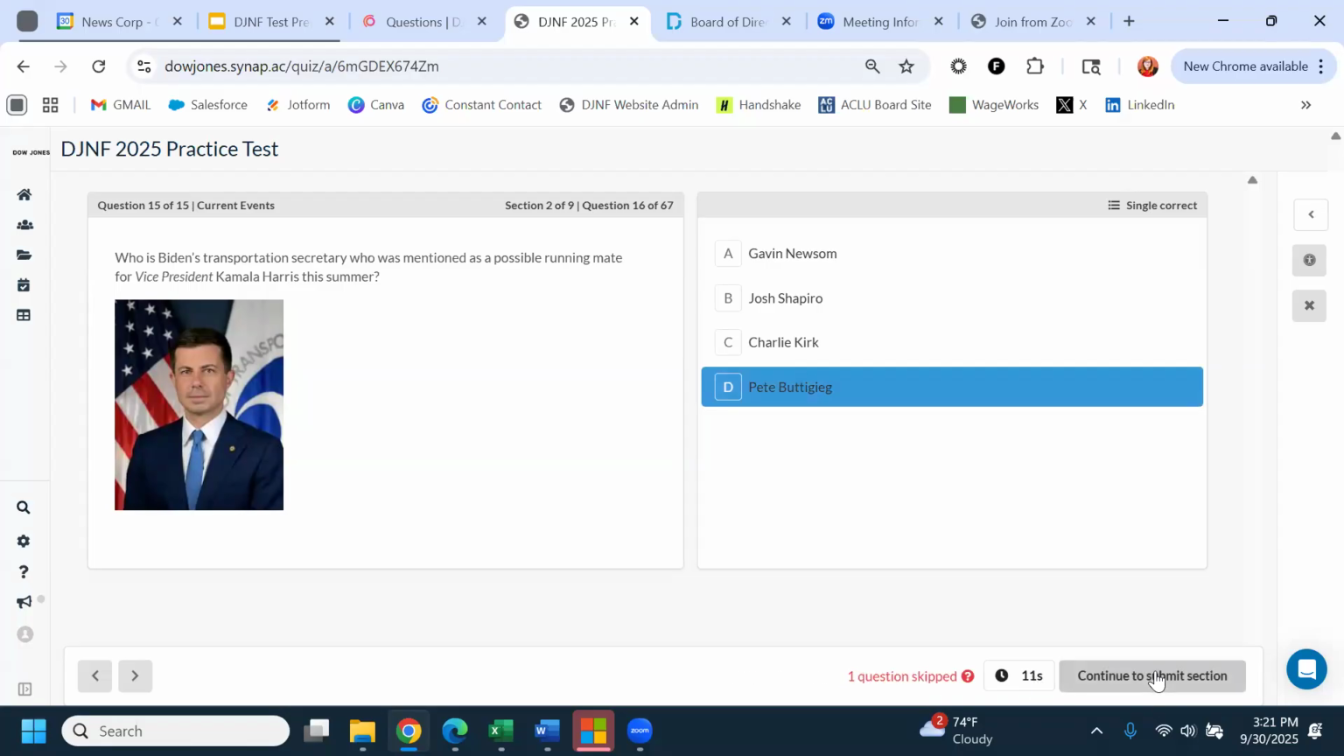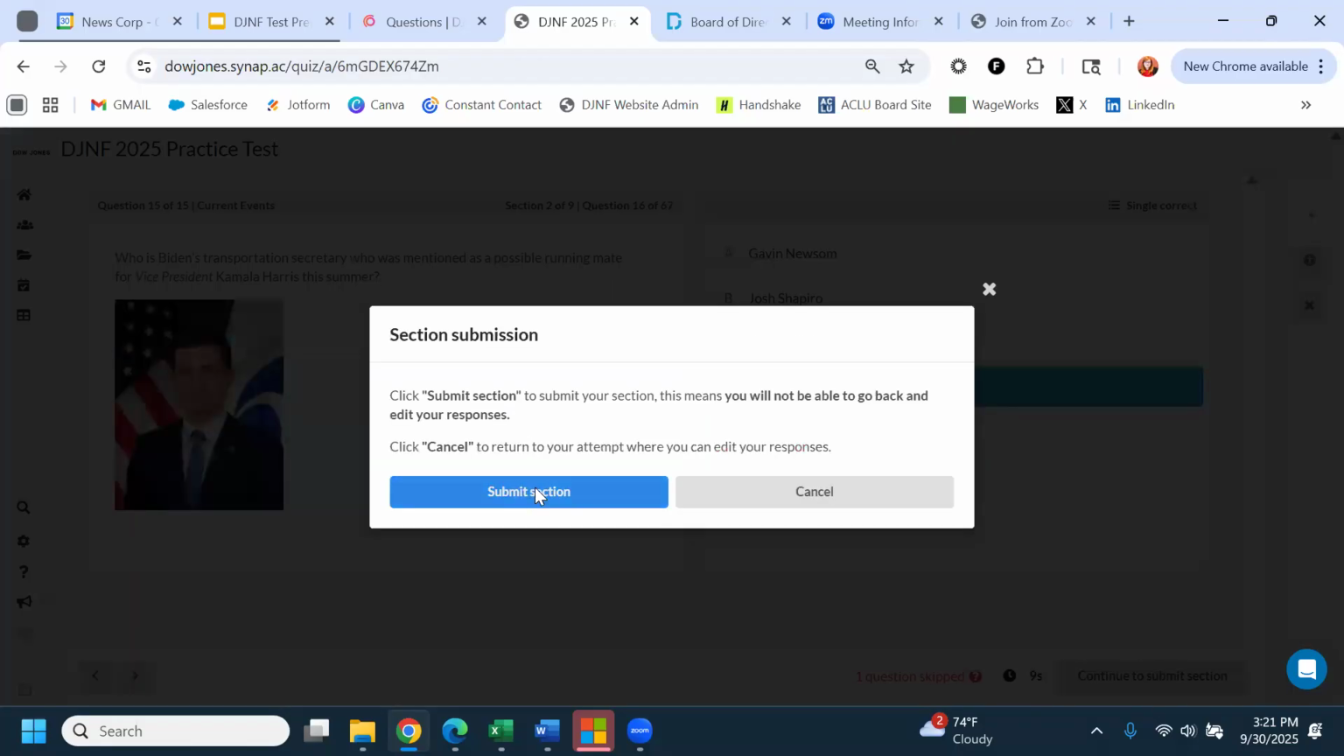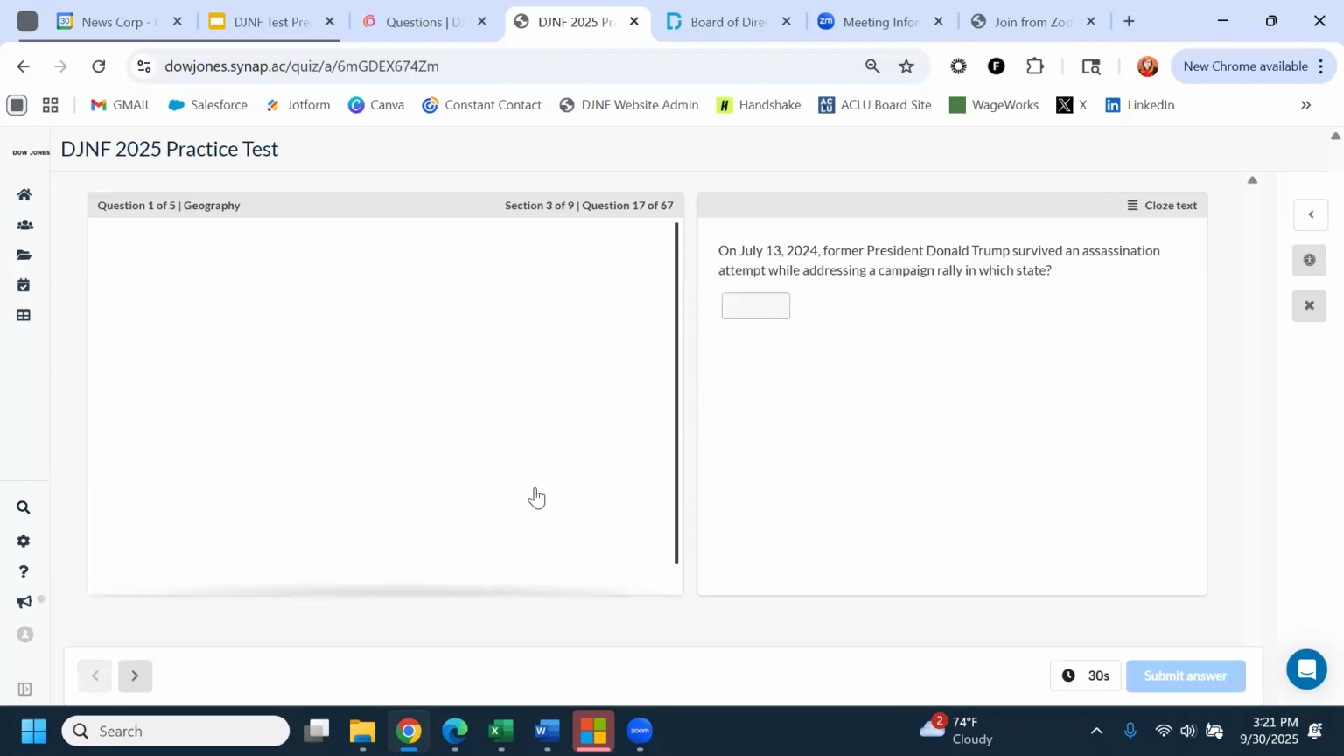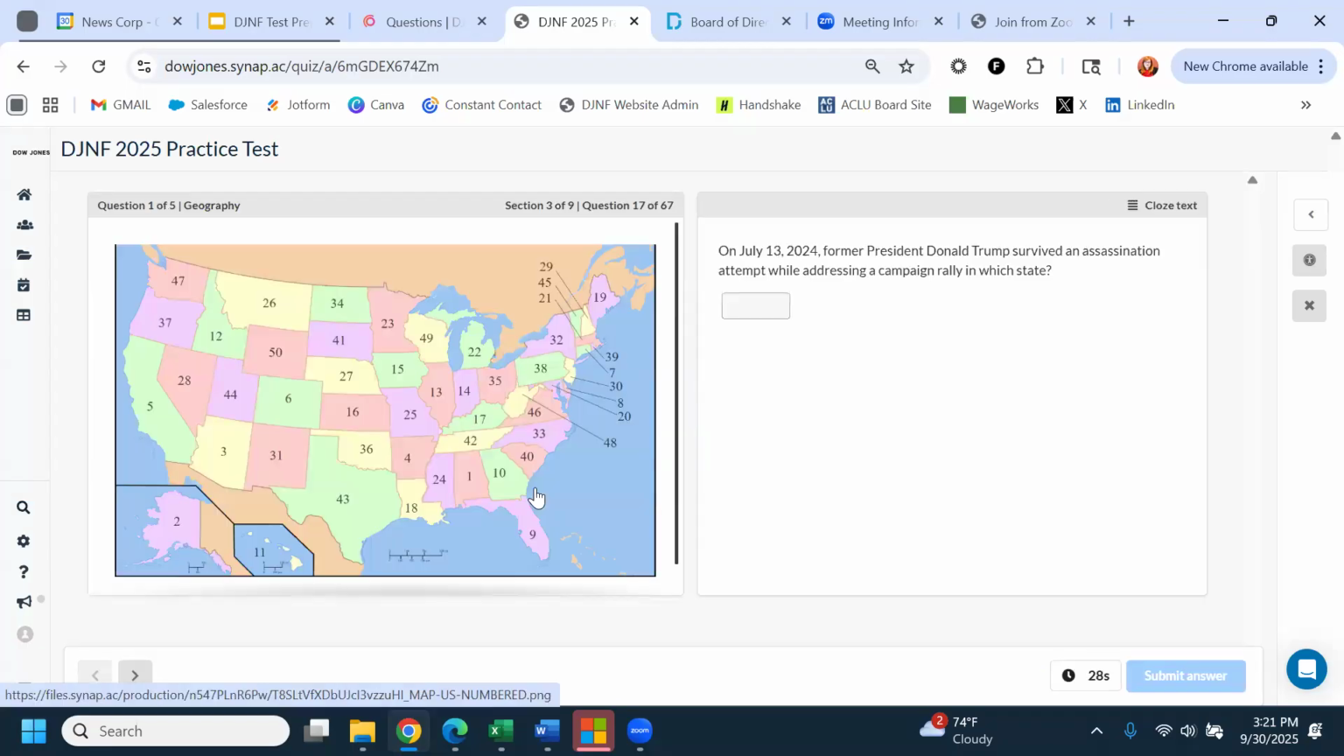Okay, now the next section we're going into, I believe, is geography. 5 questions on geography. So you have to know the current event and what state it happened in, and then identify the state and type in the number. It is easy once you read the questions. Anyone know? This is pretty big news.